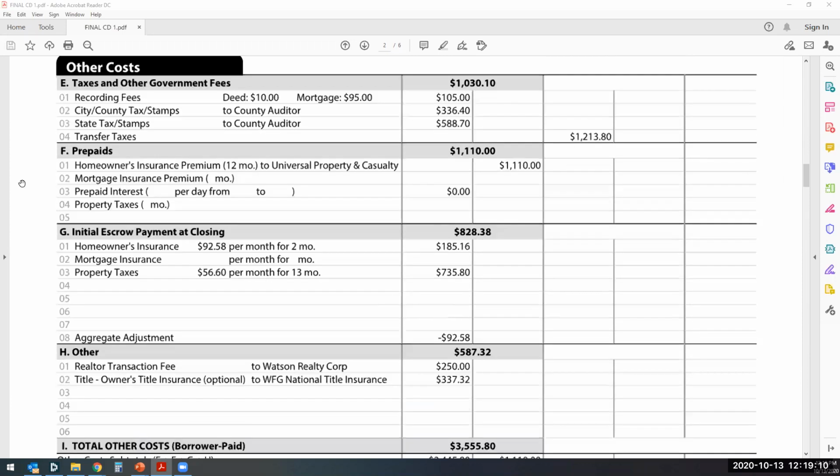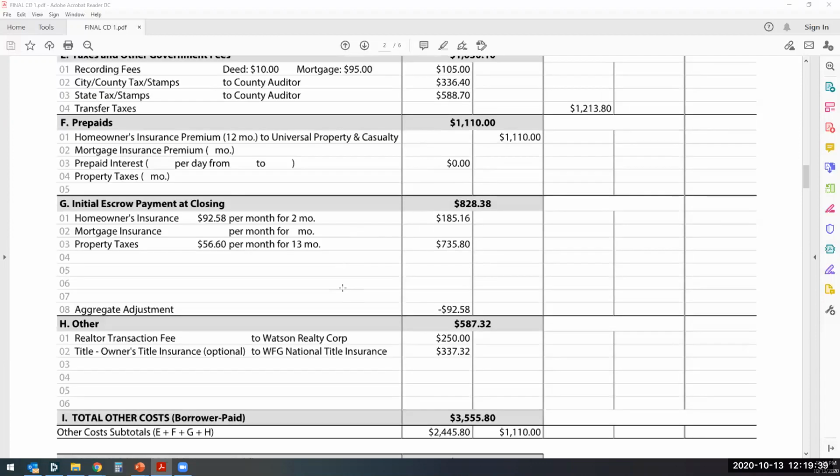Okay, so the prepaid interest, you're going to see the amount of days from when we close until the first payment right here. The reason why we don't have anything is probably because they closed on the very first day of the month, and probably they were given a little refund. So that's why they're not paying any prepaid interest right there.